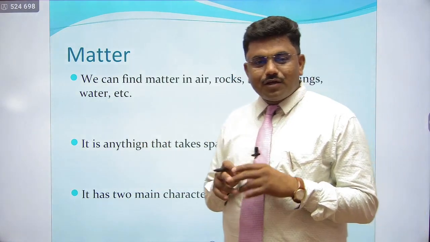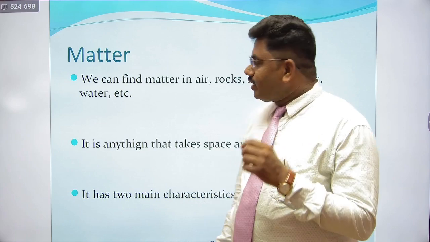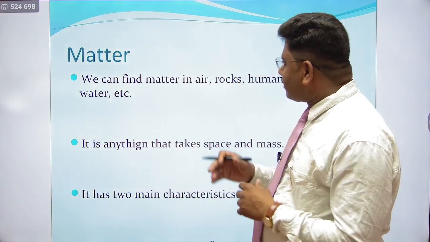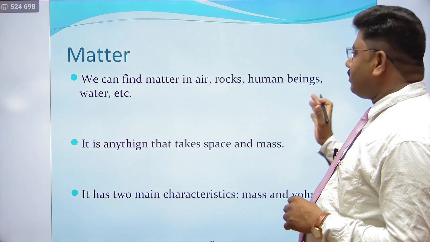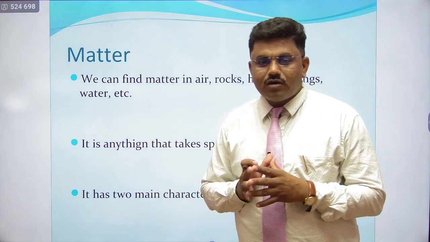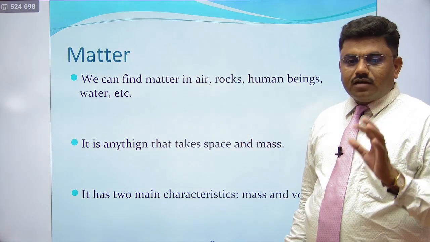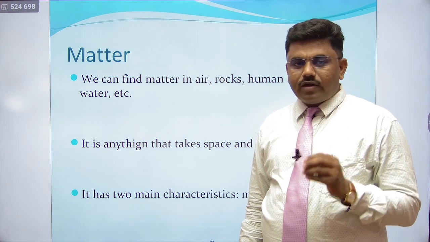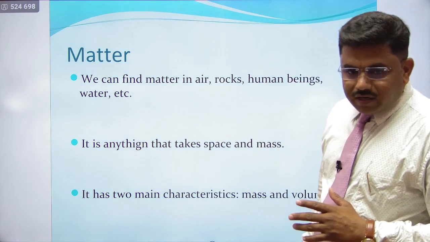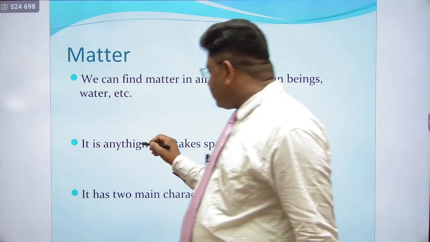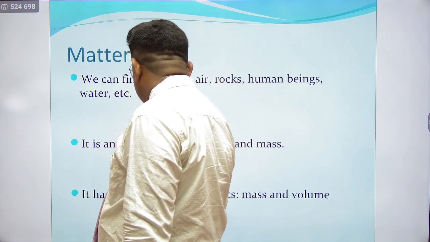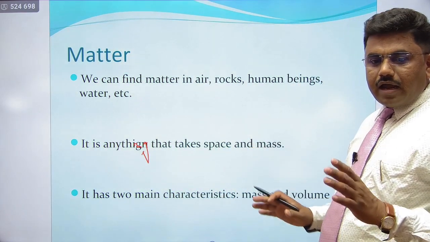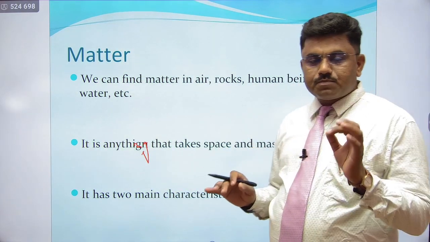In science we use this concept about the various types of articles; that is matter. We can find matter in air, rocks, human beings, water and so on. This means that air, rocks, human beings and water, or any such article, is known as matter. It is anything that takes up space and has mass. It needs space and mass.